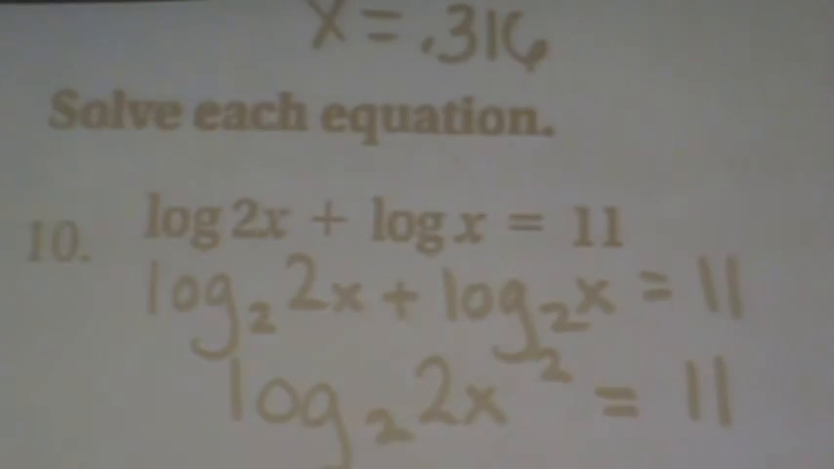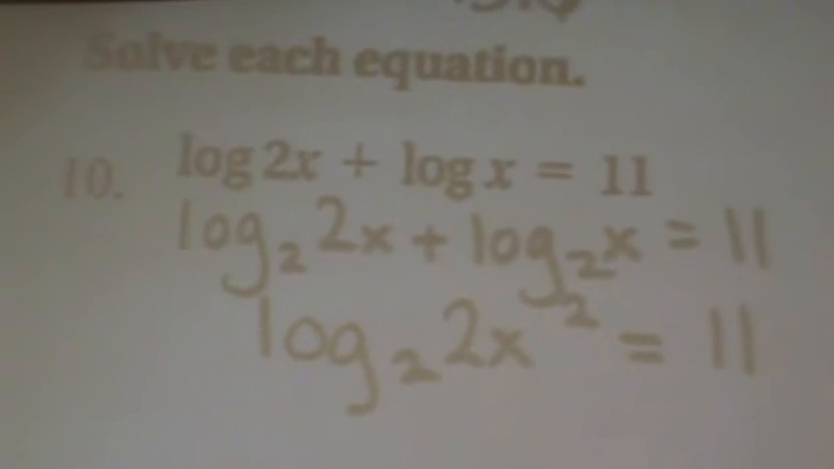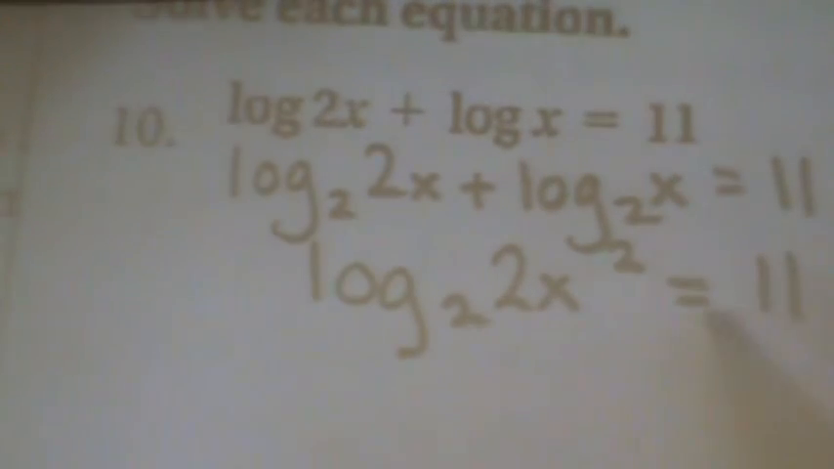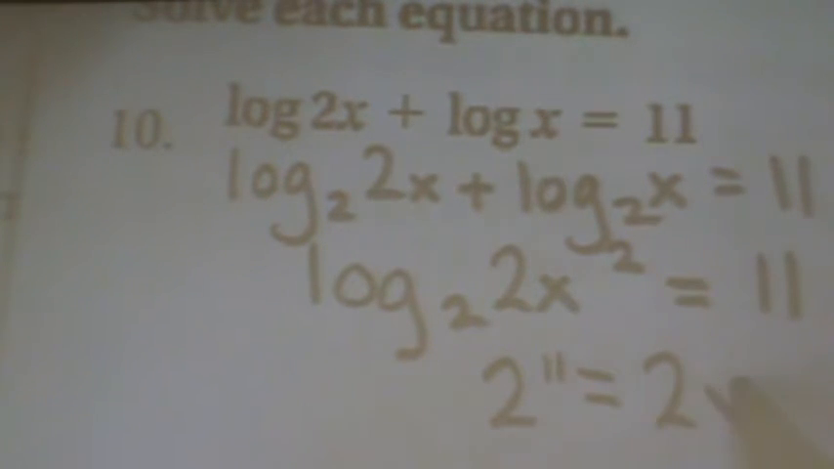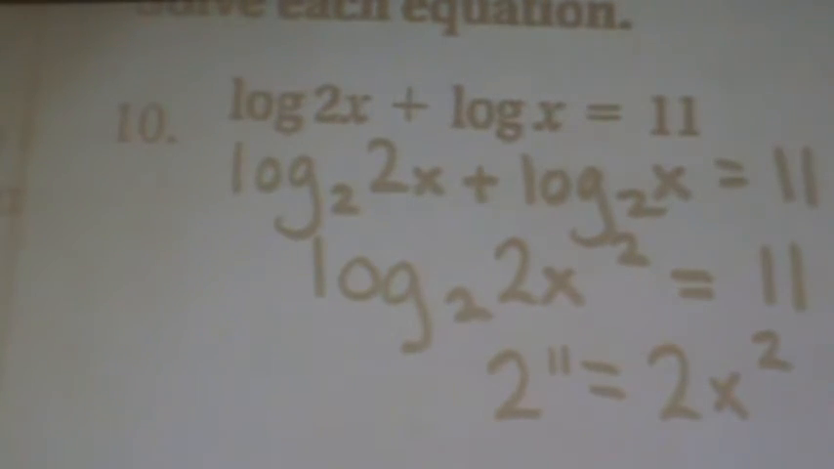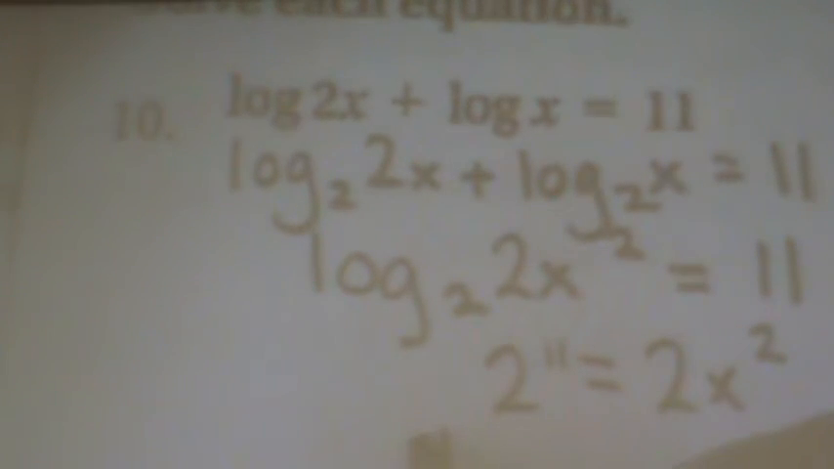And that's even going to be crazy. 2 to the 11th power. That's not too bad. Okay. Now you're going to convert this: 2 to the 11th power is equal to 2x squared. What's 2 to the 11th power? It's 2,048.